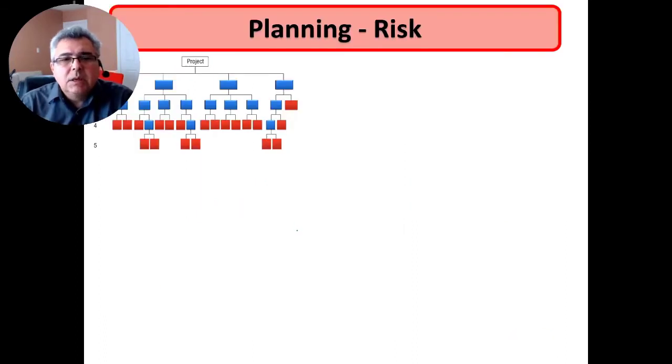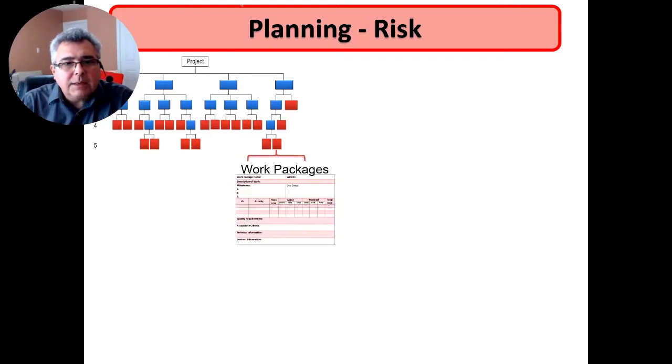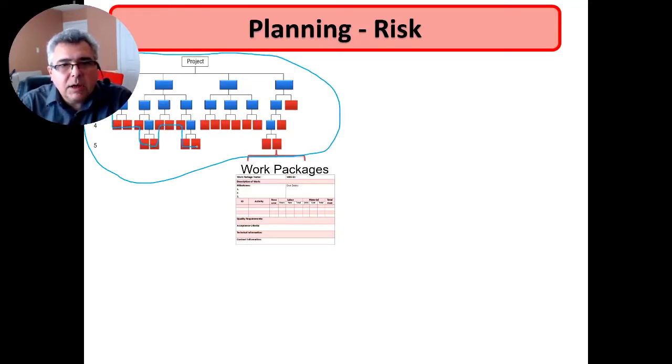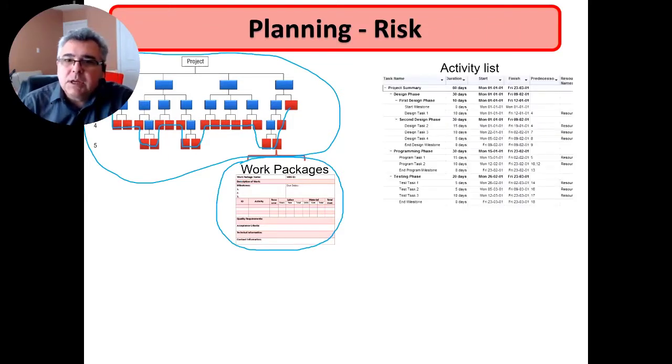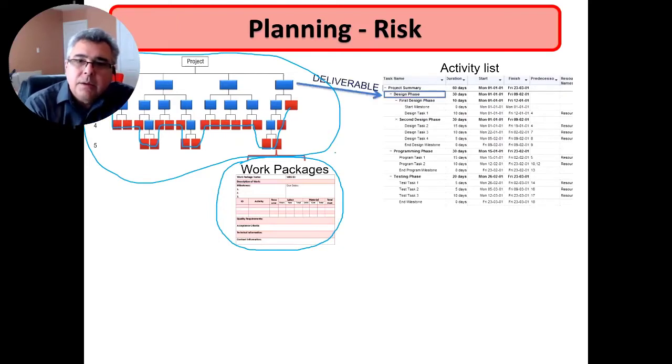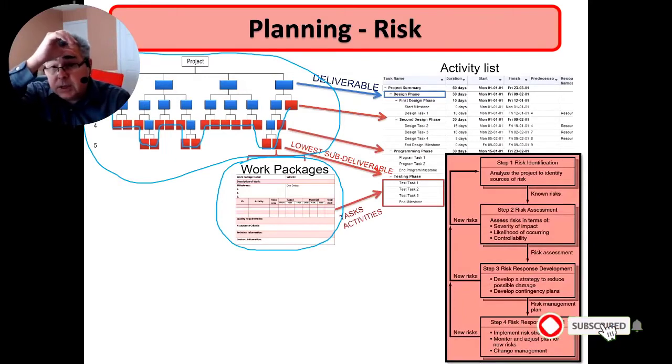Let's talk about risk. So we have the WBS. From the WBS, we have the lowest level subdeliverables. In each lowest level subdeliverable, we have to develop work packages. From those work packages, then we move and develop the activity list. So we put the activity list, bringing the deliverables, subdeliverables, activities inside for the activity list.